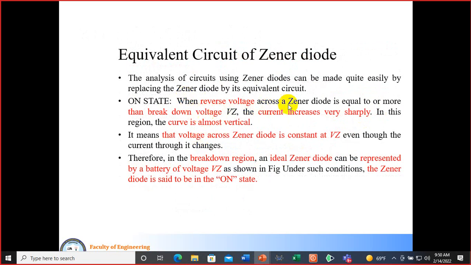So when the reverse voltage across the zener diode is equal to or more than the breakdown voltage VZ, the current increases very sharply. In this region, the curve is almost vertical. It means that the voltage across the zener diode is constant at VZ even though the current through it changes. Therefore, in the breakdown region, an ideal zener diode can be represented by a battery of voltage VZ as shown in the figure. Under such condition, the zener diode is said to be in the on state.